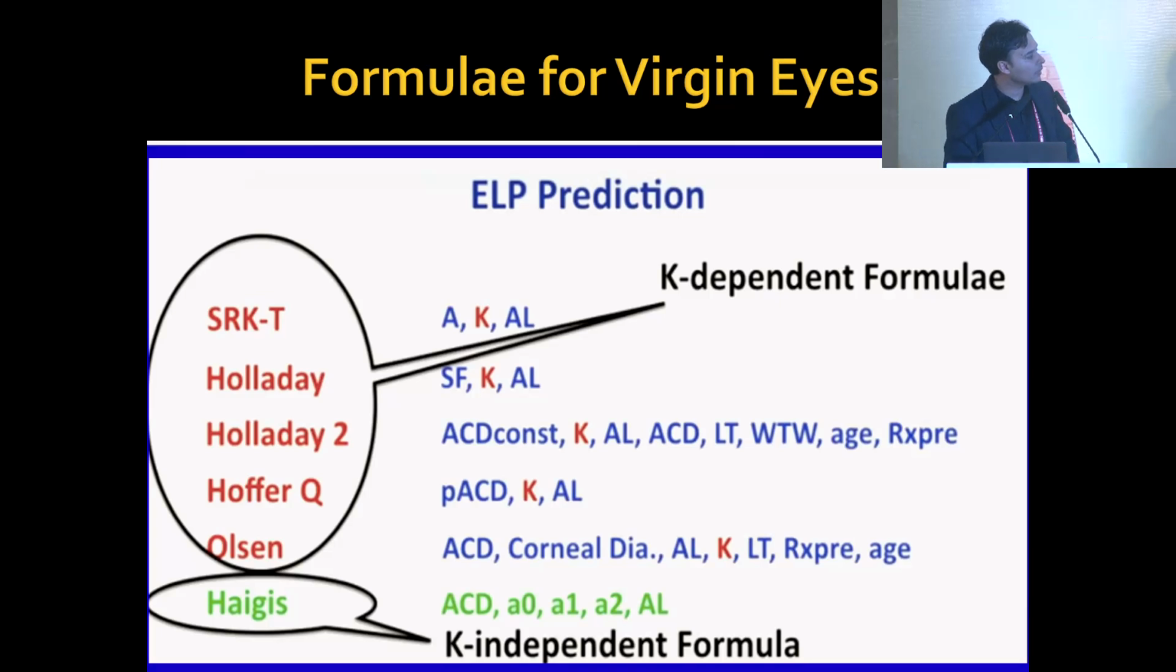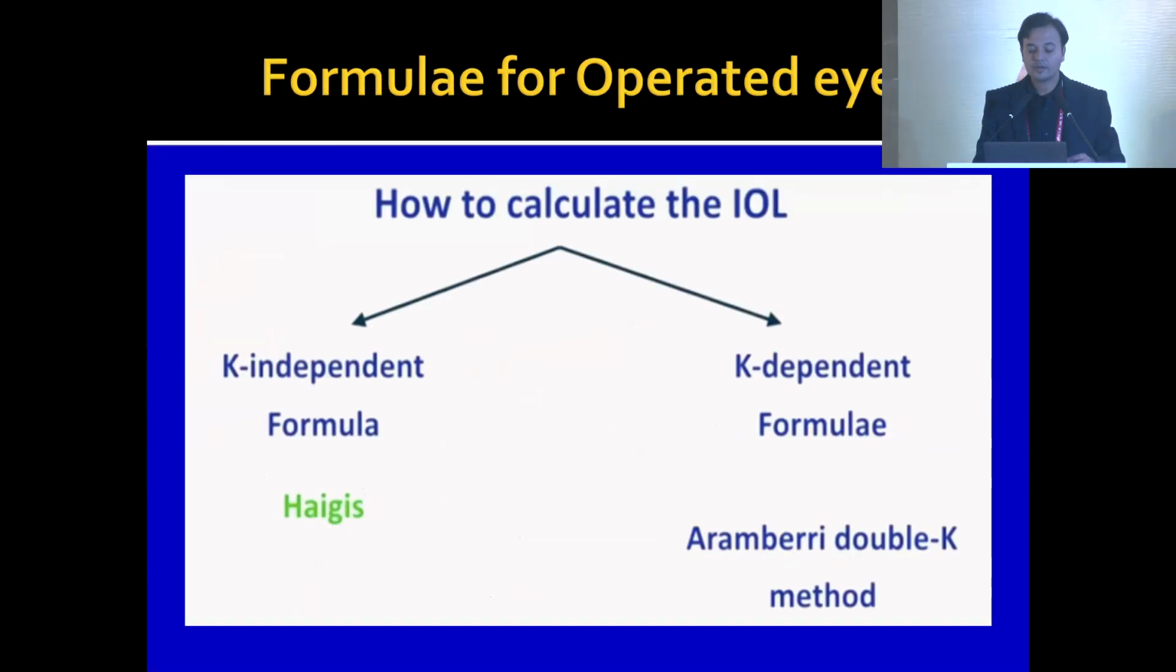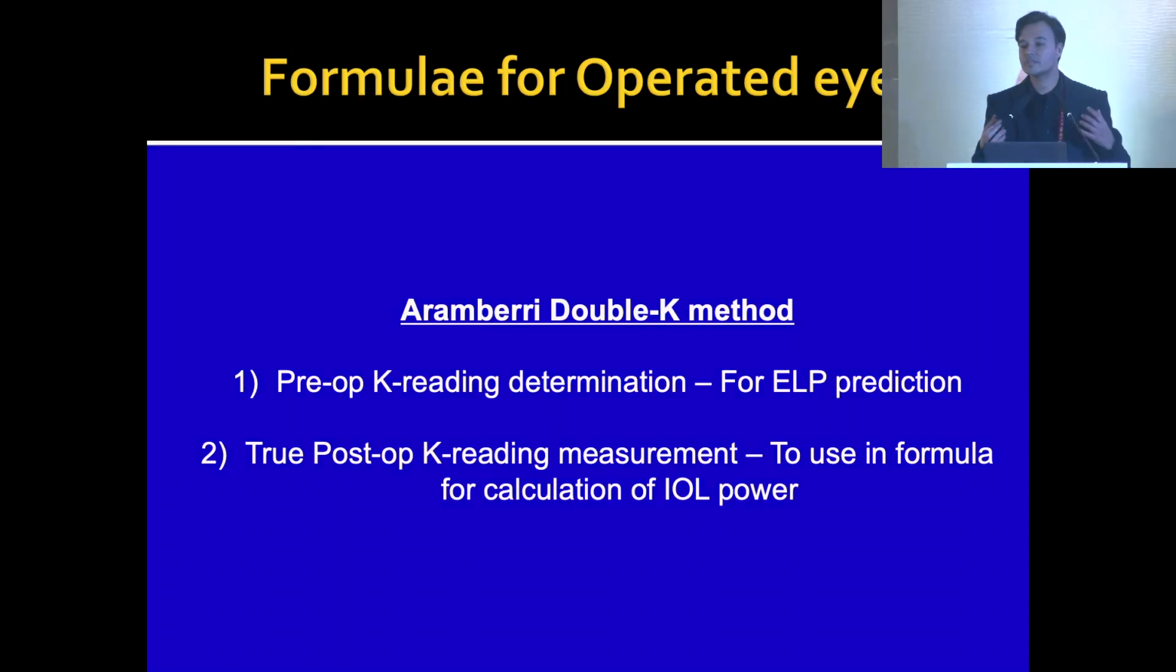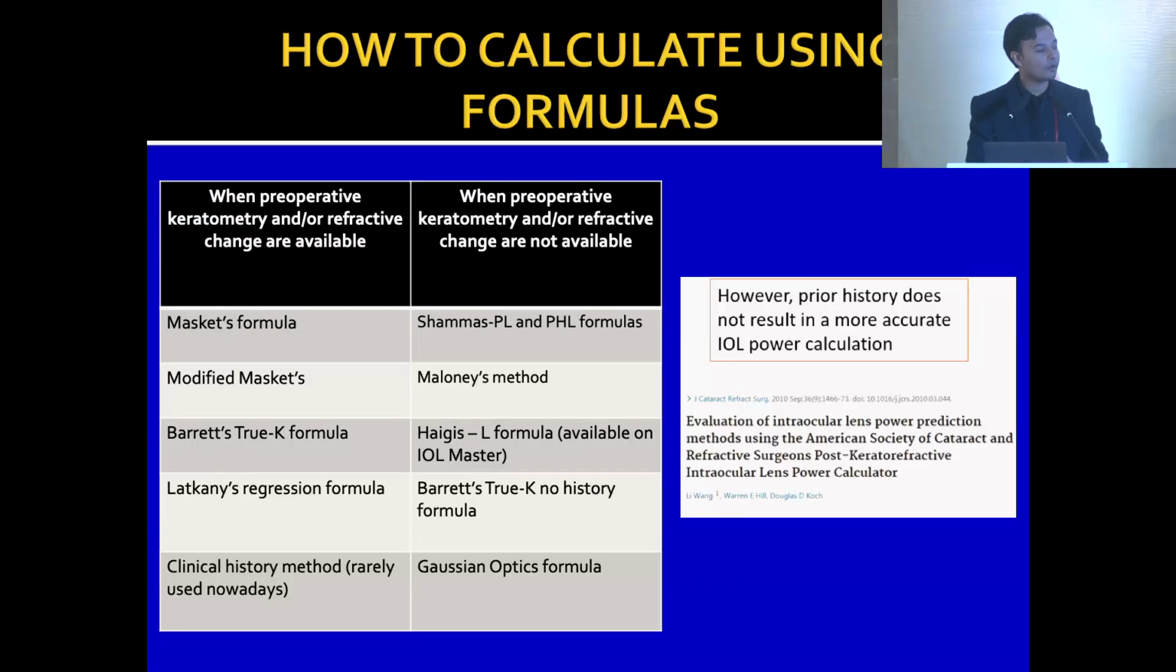One of the easiest things that you can do if you don't have access to a lot of tools is, if you have access to just Haigis formula, you can use it because this is completely independent of keratometry. But the current generation formulas use what is called the Aramberri double K method. The Aramberri double K method works on the principle of two keratometries. One is the pre-operative keratometry reading, which is used for ELP prediction, and the true post-operative keratometry reading, which is deduced from the EKR map on the Pentacam, and that is used to calculate the IOL power with the biometry.